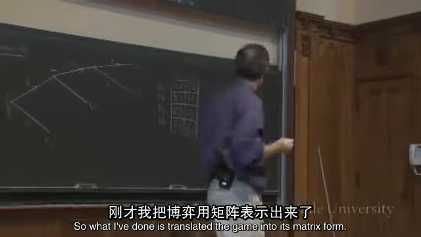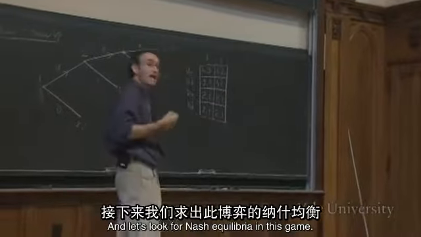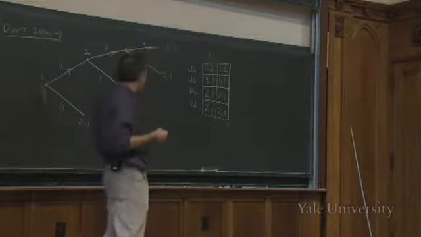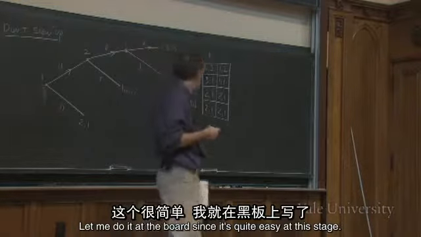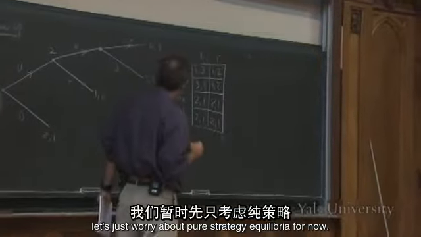Right, so what I've done is translate the game into its matrix form. And let's look for Nash equilibria in this game. Let me do it at the board since it's quite easy at this stage. So to look for Nash equilibria, let's just worry about pure strategy equilibria for now.